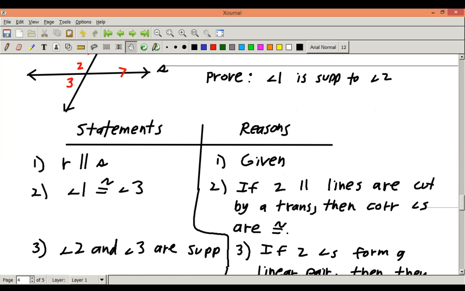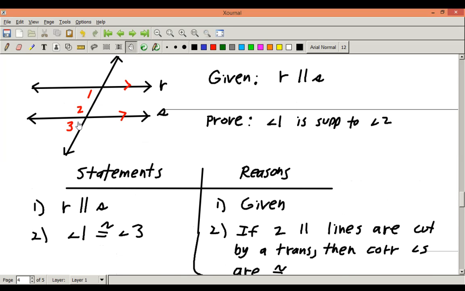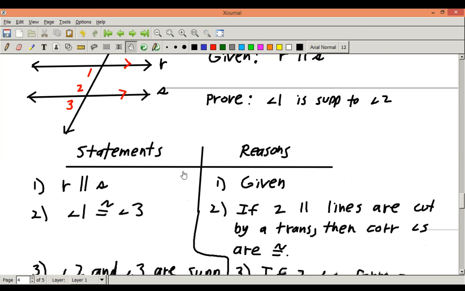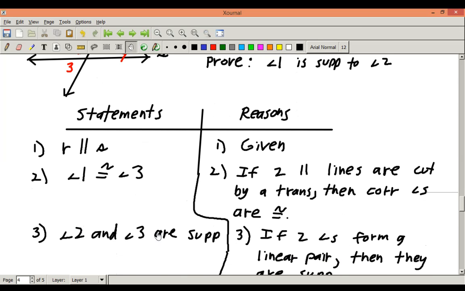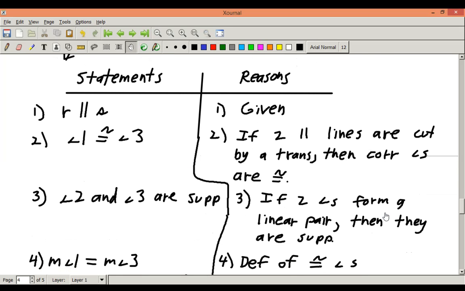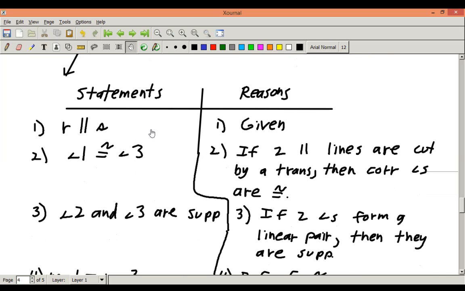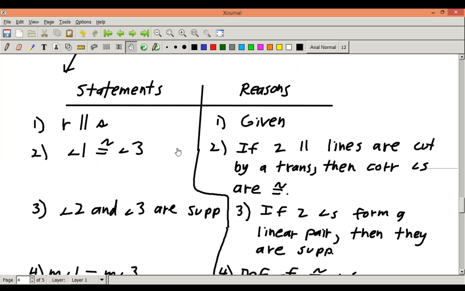Statement number 3, angle 2 and angle 3 are supplementary. If you look at that, these two angles form a linear pair. Angles 2 and 3 form a linear pair. And so in our statement, angles 2 and 3 are supplementary. We can get that by the first theorem we had this year. If two angles form a linear pair, then they are supplementary. So we use that very first theorem of the year in this proof to say that angles 2 and 3 are supplementary.